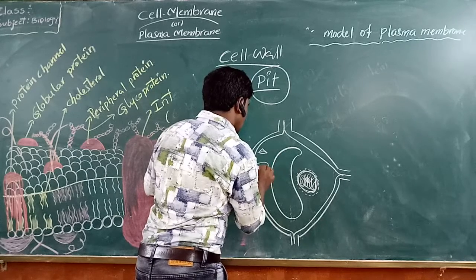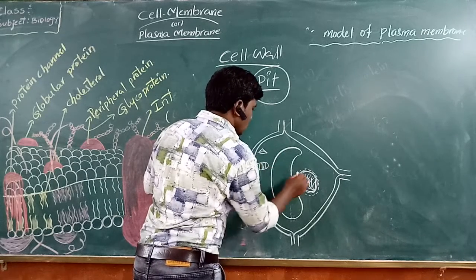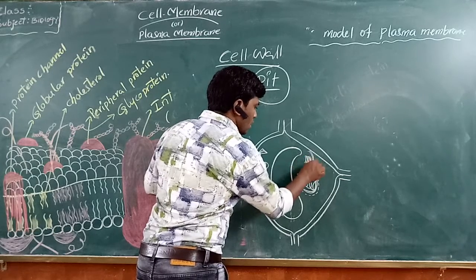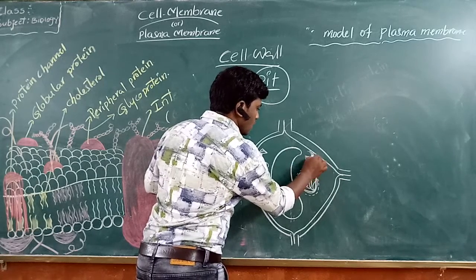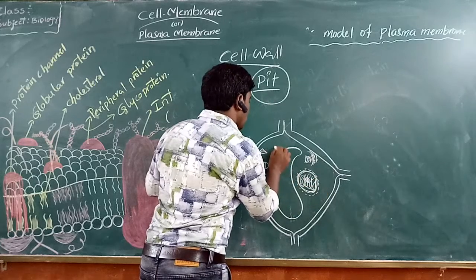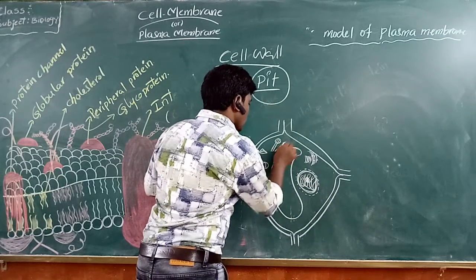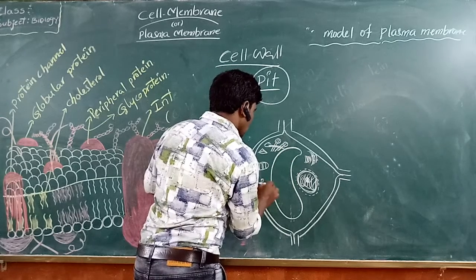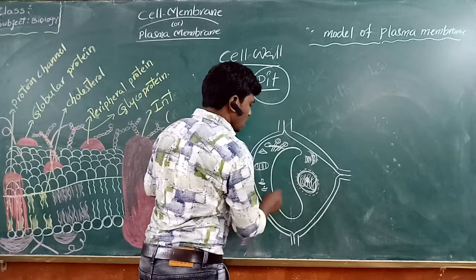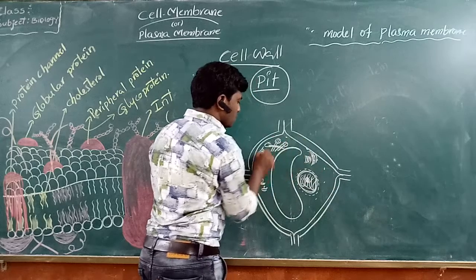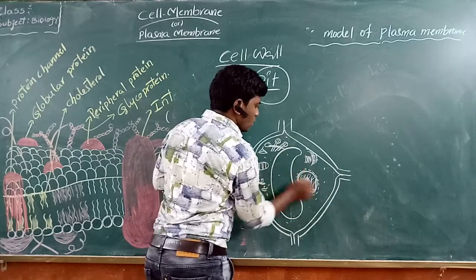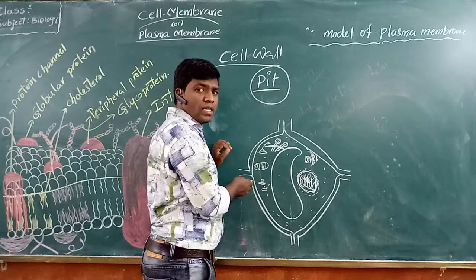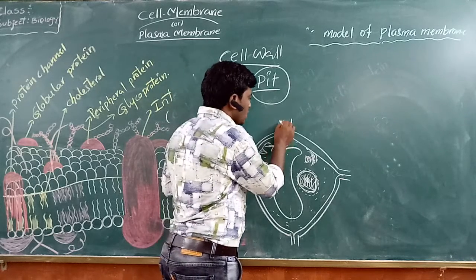and mitochondria, smooth endoplasmic reticulum, rough endoplasmic reticulum, and Golgi apparatus. Then lysosomes, and some cytoplasm. So a number of structures, a number of cell organelles, are present in this.